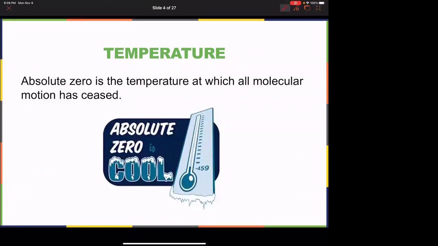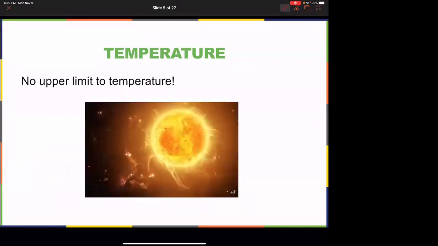Absolute 0 is the lowest temperature theoretically possible. It cannot be reached. It's impossible to reach absolute 0. You can't take all of the energy out because that would mean you violated the law of conservation of energy. So you can take a percentage of the energy out, but you can't take all of it out. So absolute 0 is impossible. There's no upper limit to temperature. Some stars are billions of degrees Celsius, so it's pretty hot.